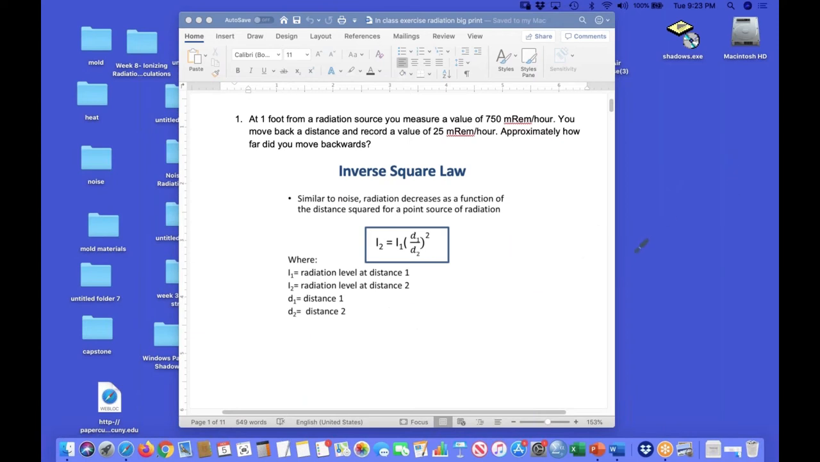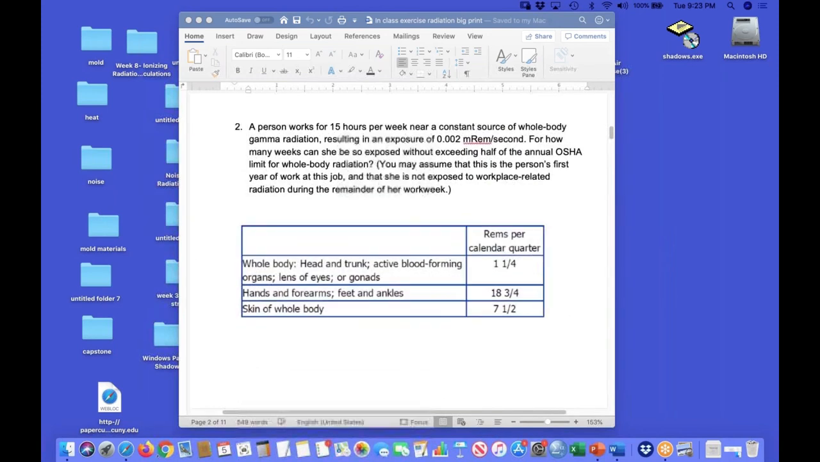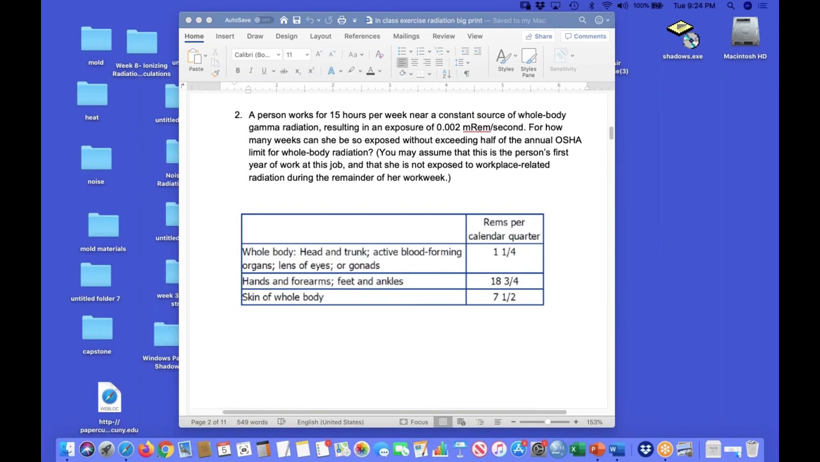Okay, let's take a look at the next one. What I'm going to do is take these same problems. I'm going to change the numbers on them later on. That'll be a homework assignment eventually. But I want to go through these in class right now.